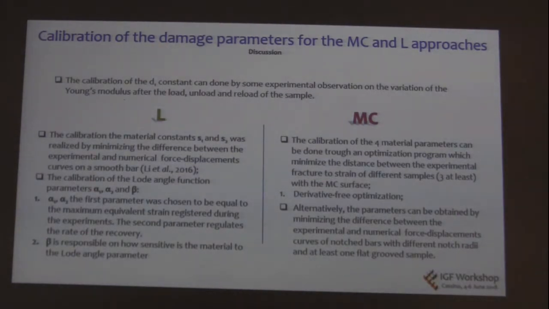The Lemaitre model can calibrate the first two through a smooth round bar, and calibration for the load angle function has been done taking into account the maximum equivalent strain among the samples, and by calibrating one flat groove plate for taking into account the effect of the load angle. The Mohr-Coulomb can be done through a minimization process, taking the experimental results and fitting the surface that passes closely to all the experimental evidence, or alternatively by minimizing the difference between the load displacement curves for at least 3 samples for taking into account the calibration of all the parameters.